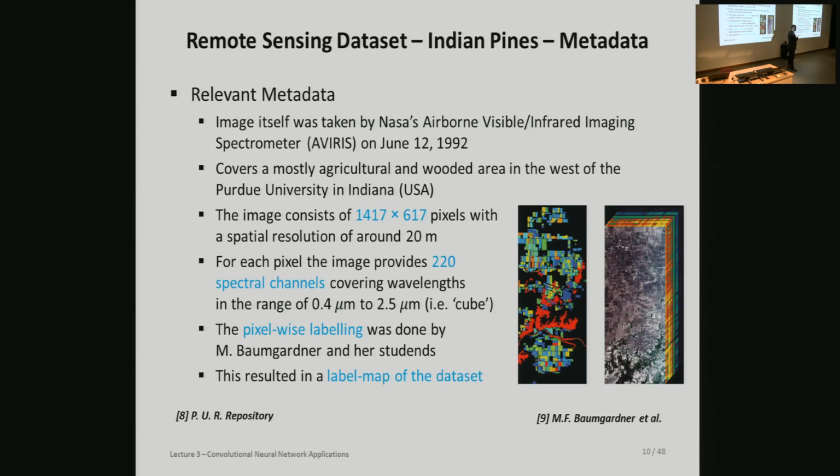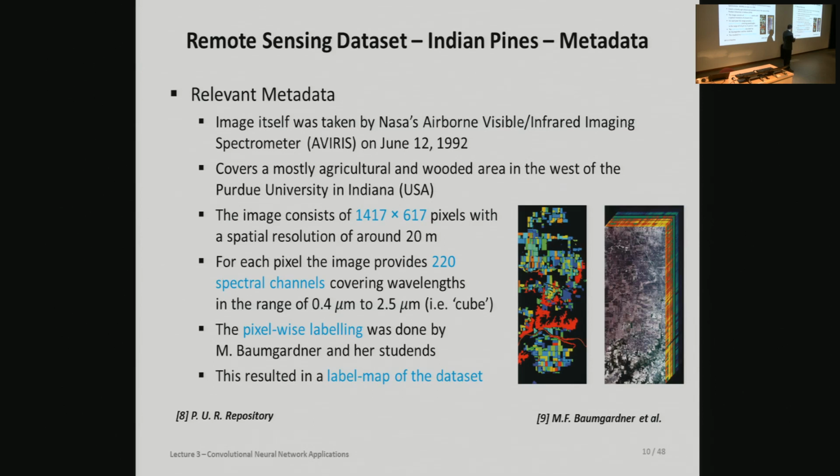It's still from the AVIRIS satellite, one image taken with spectral channels. It's mostly agricultural and wooded, so you would think that must be a very simple task, if it's not a city anymore. But we will come to a point why that's not necessarily the case. The image consists of quite some pixels.